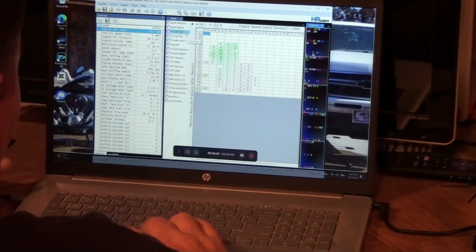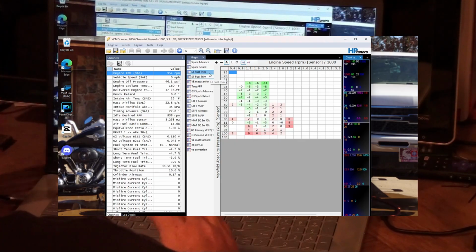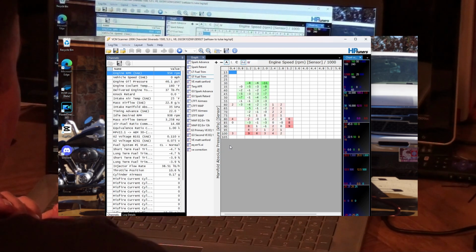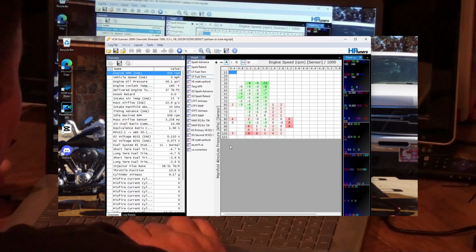We look at long-term fuel trim and short-term fuel trim. Our fuel trims tell us the correction factor in what the engine is doing, as opposed to what our O2 sensors are reading versus what our MAP sensor is reading. Absolute manifold pressure right here.